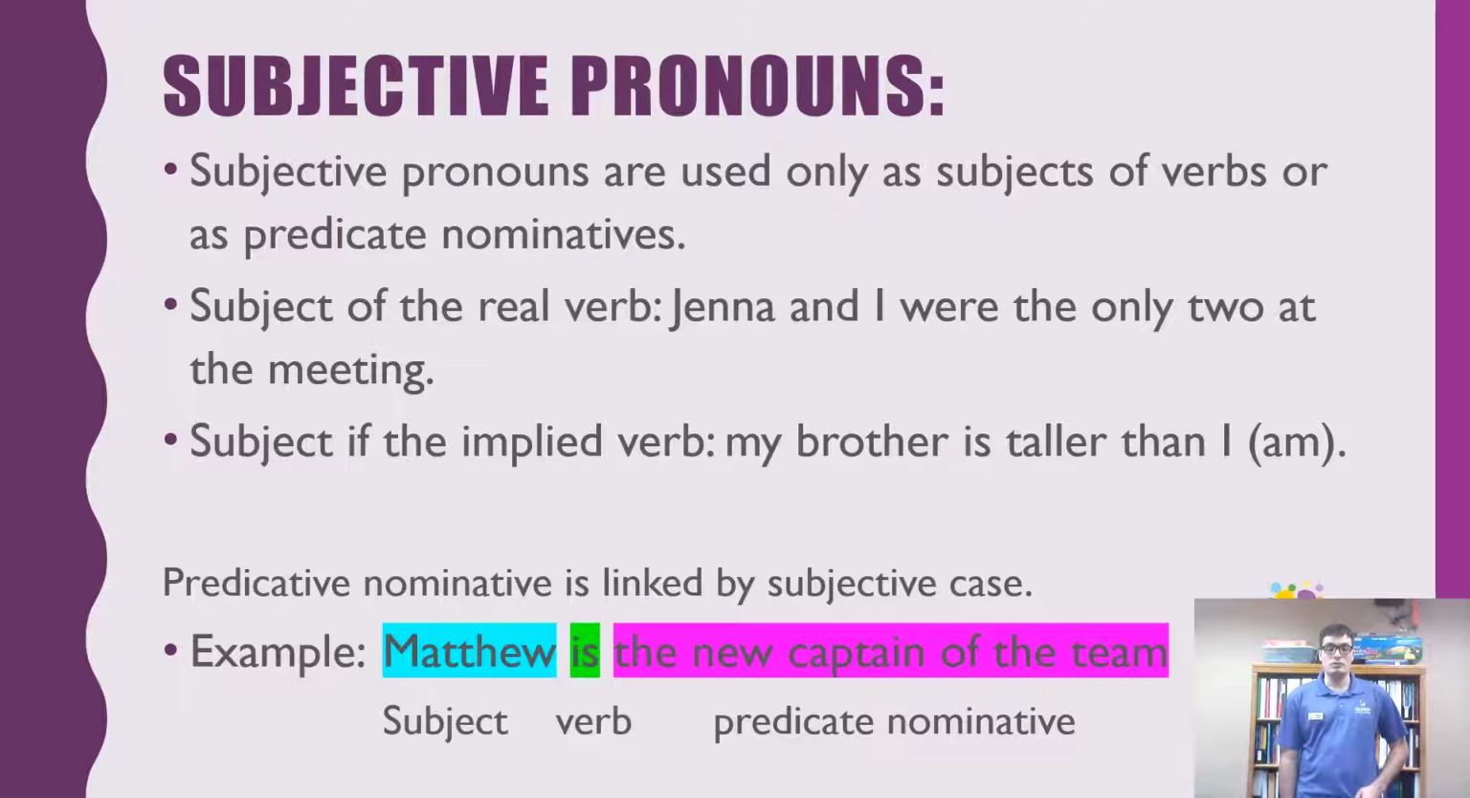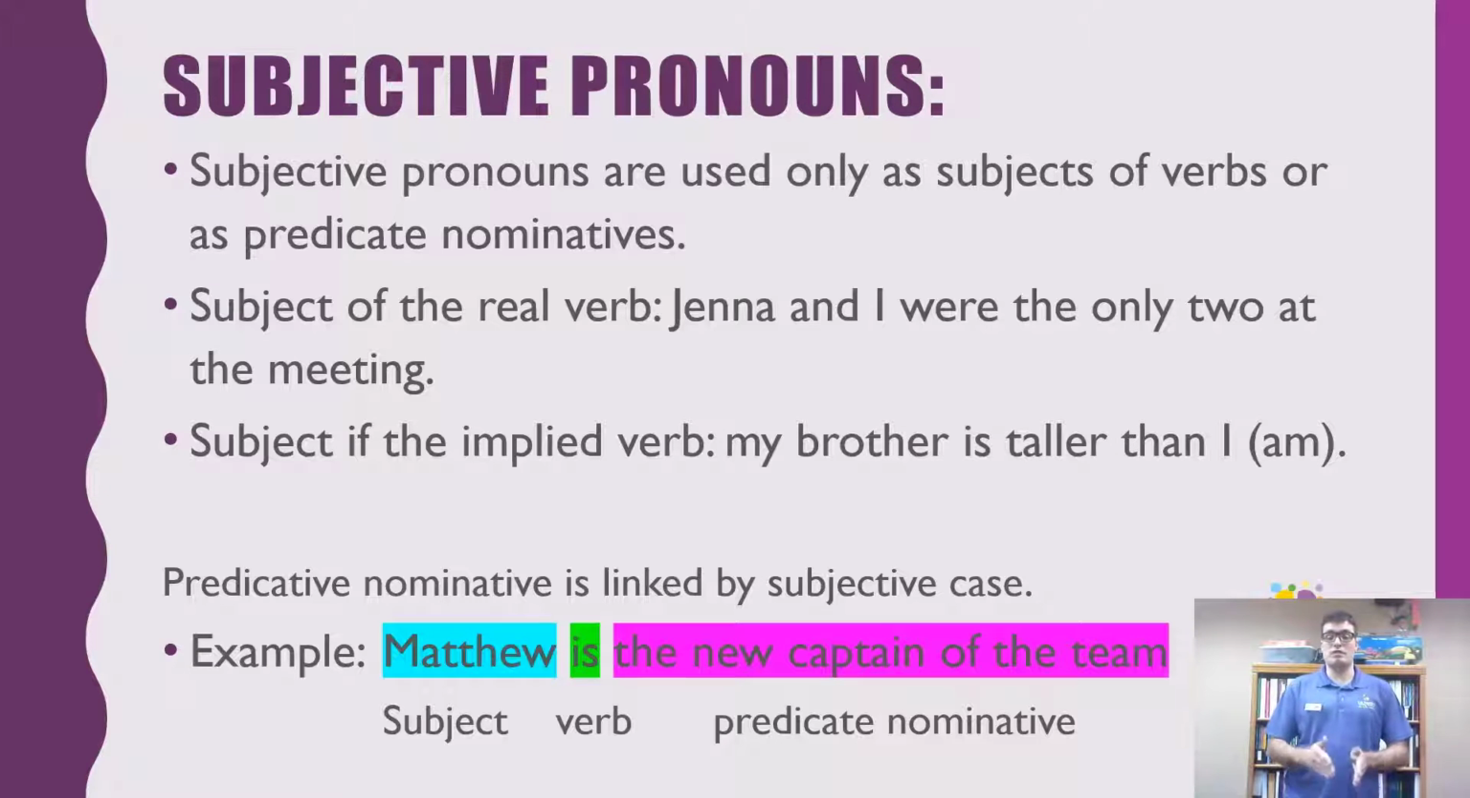Subjective pronouns are used only as subjects of verbs or as predicative nominatives. Predicative nominatives are essentially an extended clause of a pronoun to ensure the completion of the sentence. In one example, we have the subject of the real verb. Jenna and I were the only two at the meeting. I is in place of a proper noun, so we know that the pronoun is in place of a name. So it's Jenna and I were the only two at the meeting, and that is the subject of the real verb.